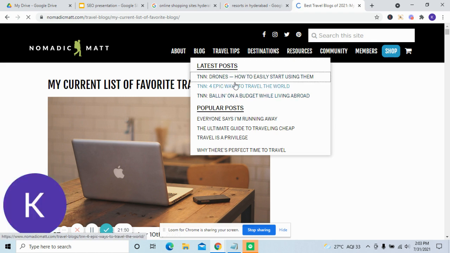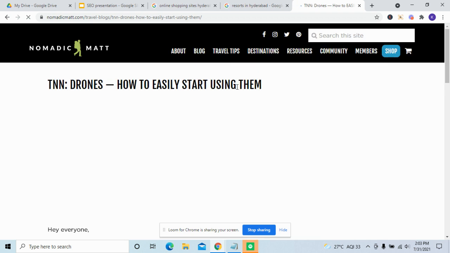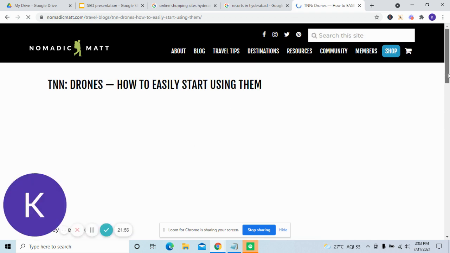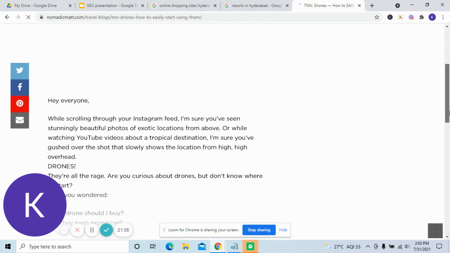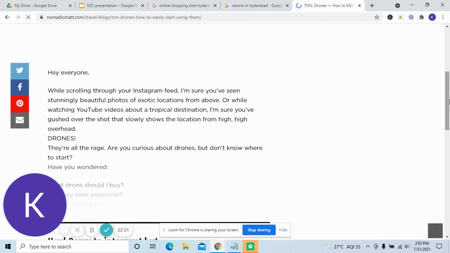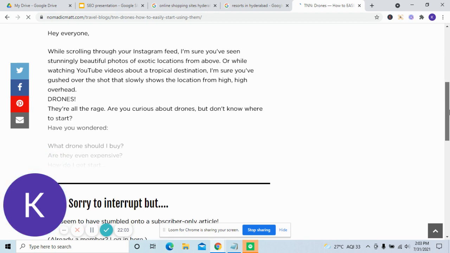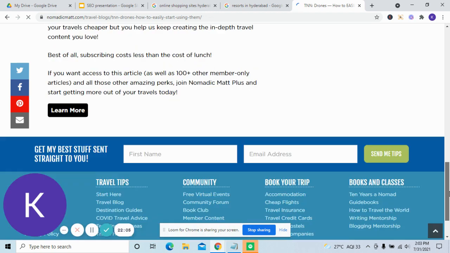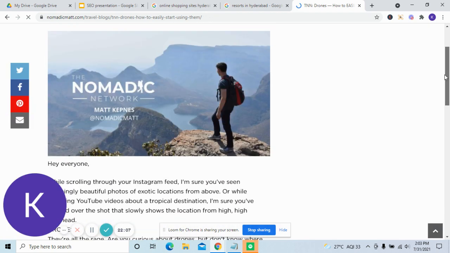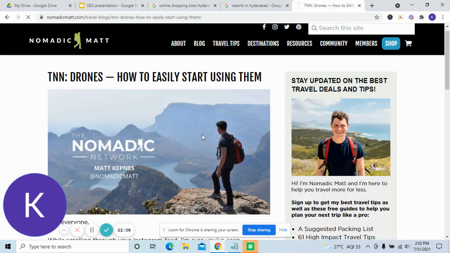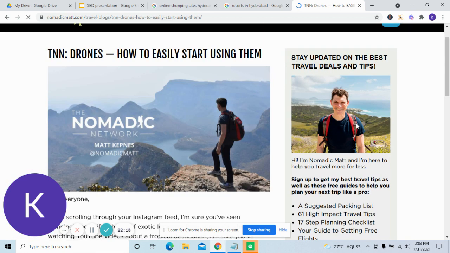Four epic ways to travel the world. This is the content that one of the bloggers wrote about traveling. This is the image that he used. This is the content he wrote. So we are going to use on-page SEO techniques within this content on his website.